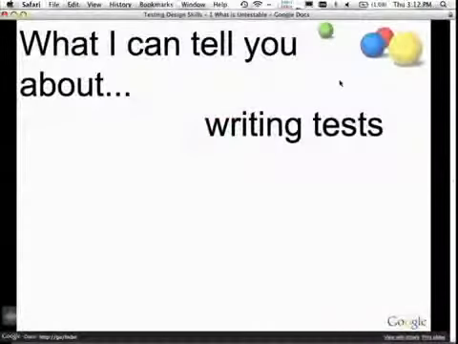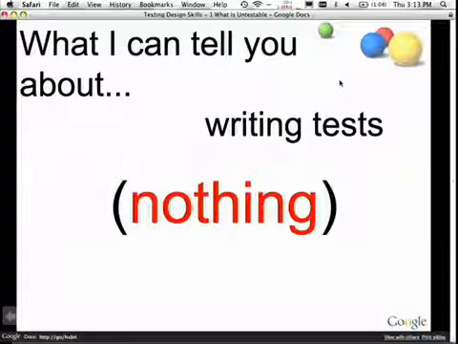So here's the thing. What can I tell you about writing tests? Turns out nothing. I cannot teach you anything. There's no magic to writing tests. Absolutely none. There are a couple of tools, like an EasyMock mocking framework and stuff like that. But for the most part, there is no secret knowledge I have about testing. None whatsoever.